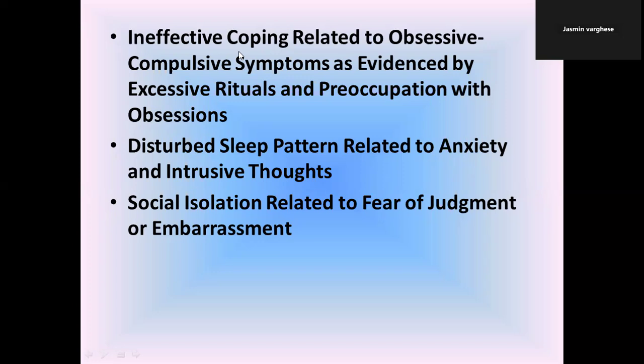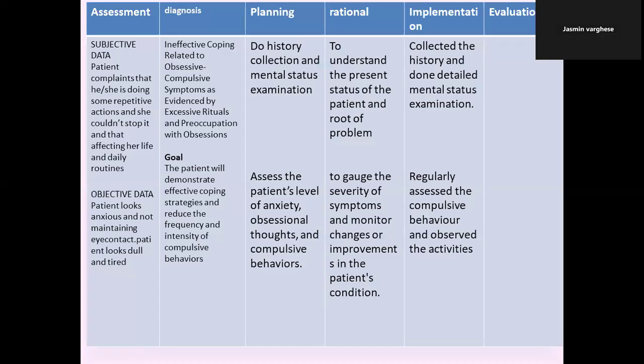I'm going to focus on the first one, that is ineffective coping related to obsessive compulsive symptoms as evidenced by excessive rituals and preoccupation with obsession. So that is our nursing diagnosis and this is our care plan. In previous videos also we had a discussion regarding how to develop the nursing care plan. While writing your nursing care plan, you have to add all these columns: assessment, diagnosis, planning, rationale, implementation, and evaluation.